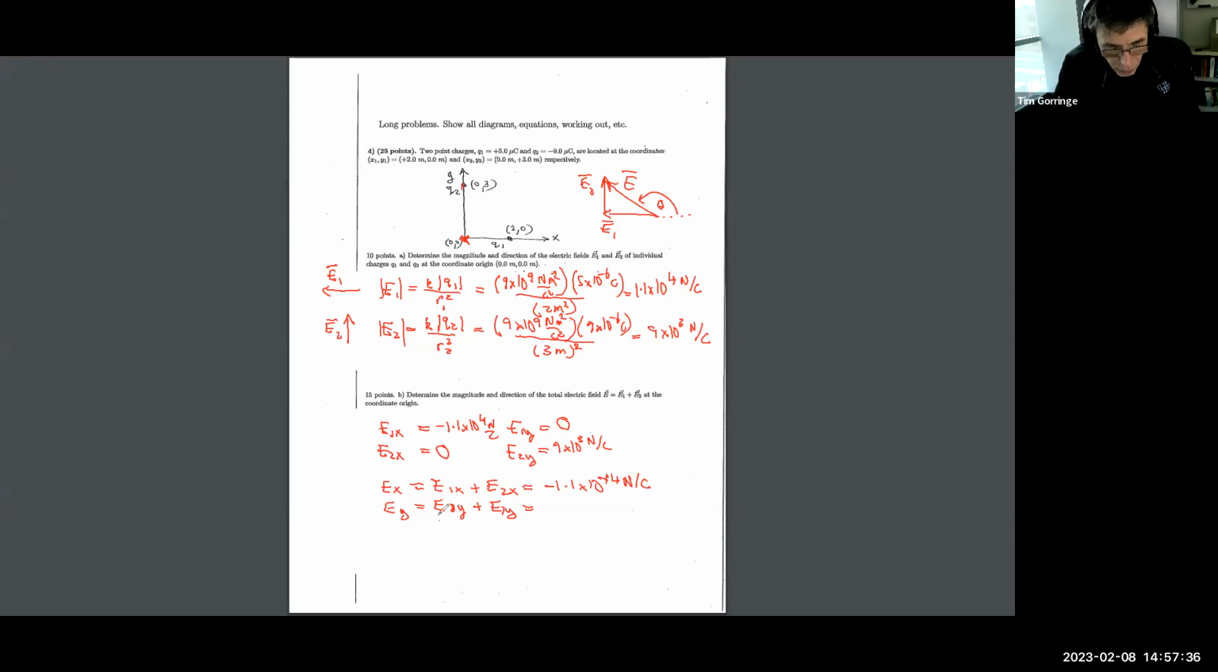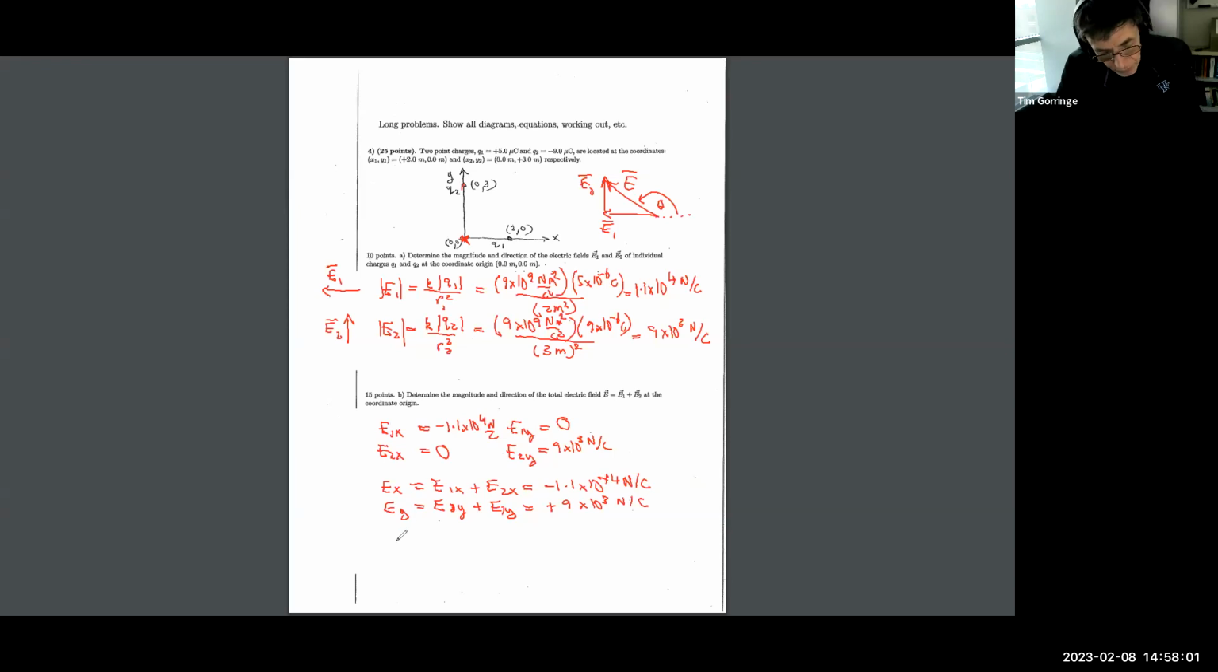And then for Ey, I've got to add together these two y components. It's 0 plus 9 times 10 to the 3. And so if I add together those, I'm going to get plus 9 times 10 to the 3 newtons per coulomb. And so this is really the resulting electric field in the language of x and y components.